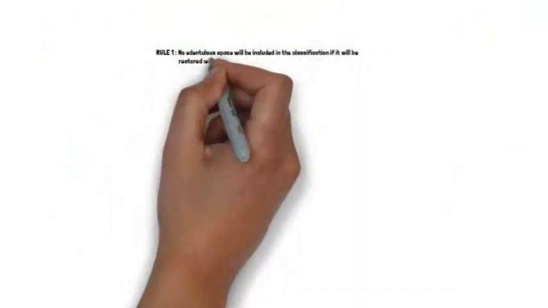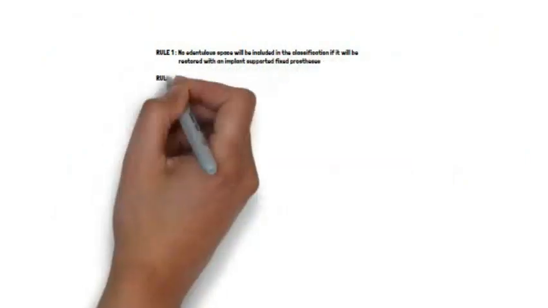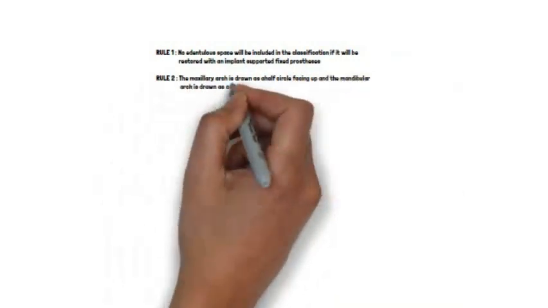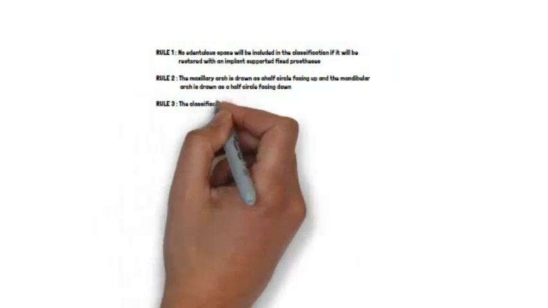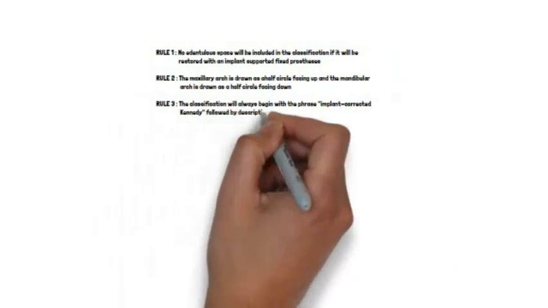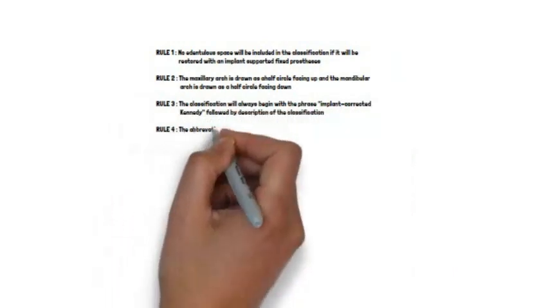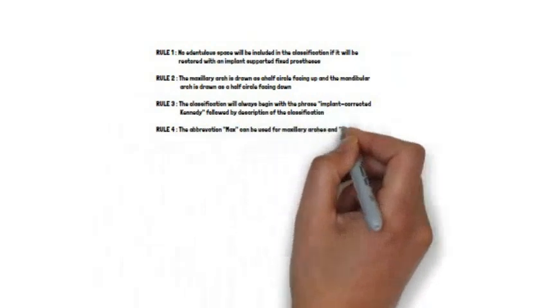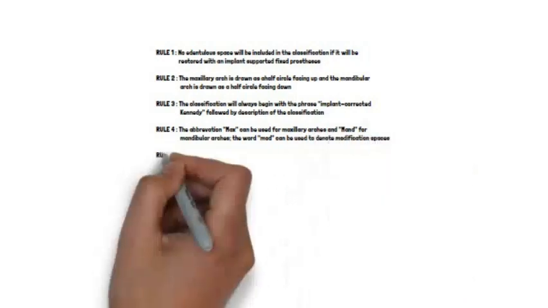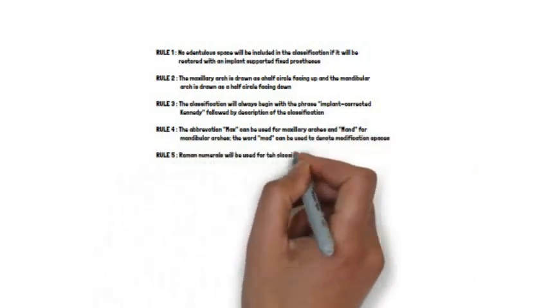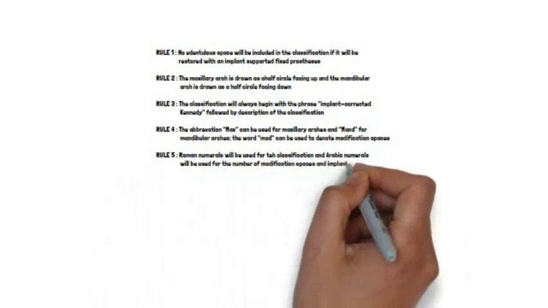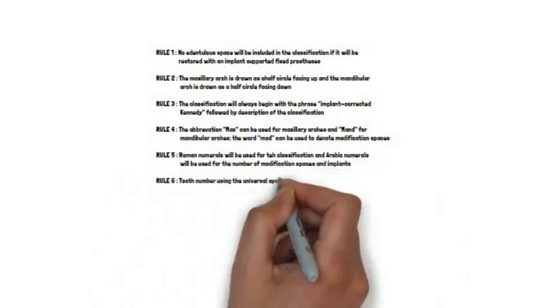Rule 2: the maxillary arch is drawn as a half circle facing up and the mandibular arch is drawn as a half circle facing down. Rule 3: the classification will always begin with the phrase implant corrected Kennedy, followed by a description of the classification. Rule 4: the abbreviation MAX can be used for the maxillary arch and MAND for the mandibular arch. The word MOD can be used to denote modification spaces. Rule 5: Roman numerals will be used for the classification and Arabic numerals will be used for the number of modification spaces and implants.